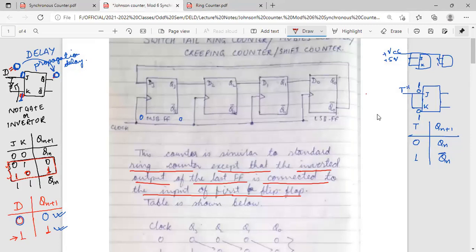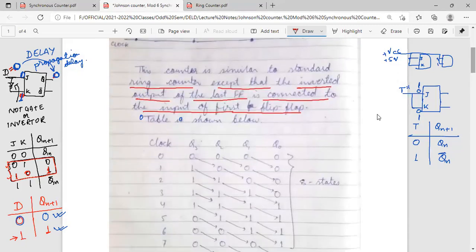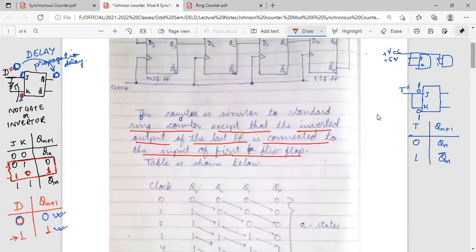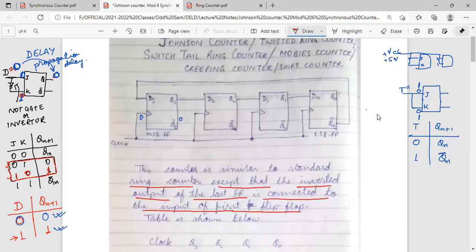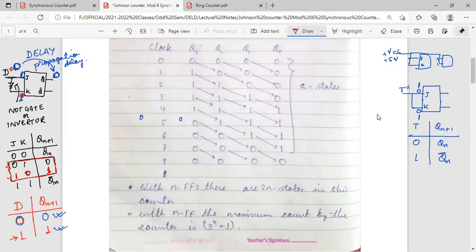So the counter is similar to a standard ring counter, except that the inverted output of the last flip-flop is connected to the input of the first flip-flop. Okay, so here when we apply inputs, then after each clock pulse the output we get is denoted over here. Here you can see we have clock periods 0, 1, 2, 3, 4, 5, 6, 7, 8. These are the clocks, and there is a shift in the output.